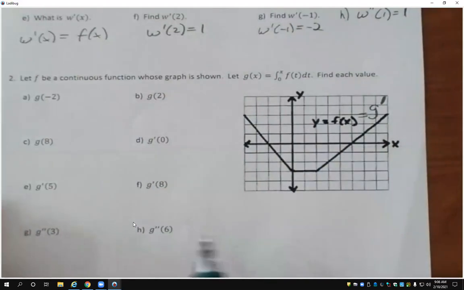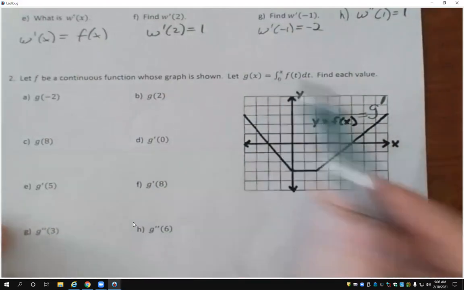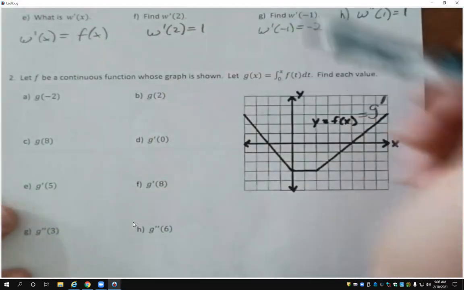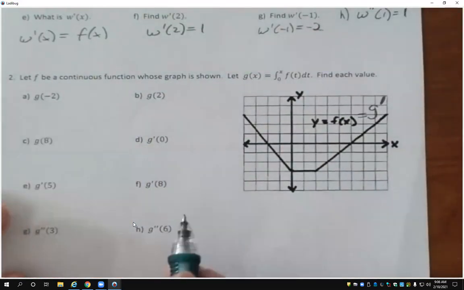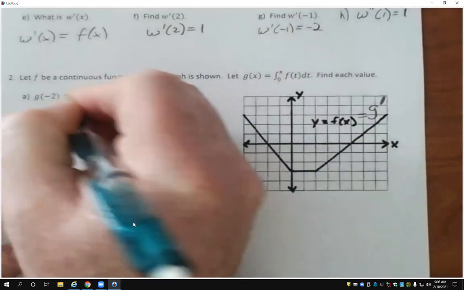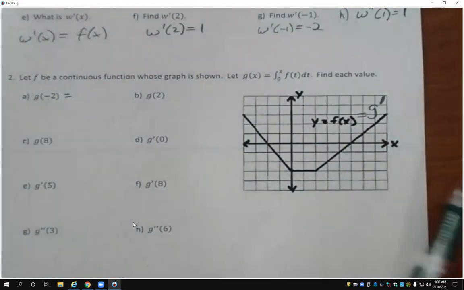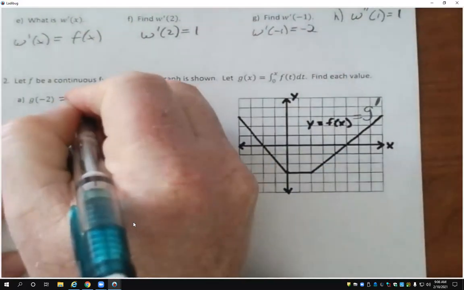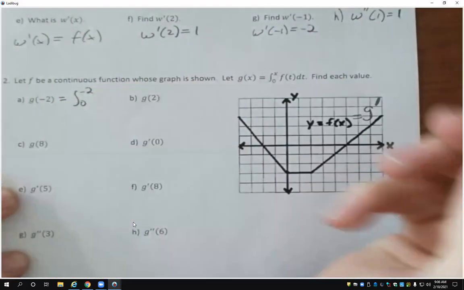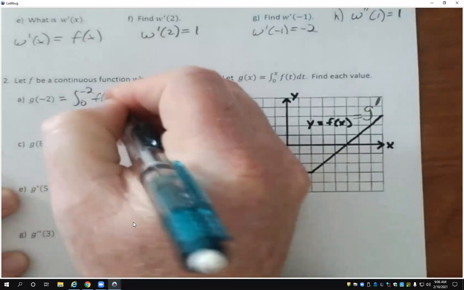And we're given that integral, the integral from 0 to x. So this time we're integrating from 0 to x, not from 1 to x. So g of -2 means to integrate from 0 to -2 f of t dt.